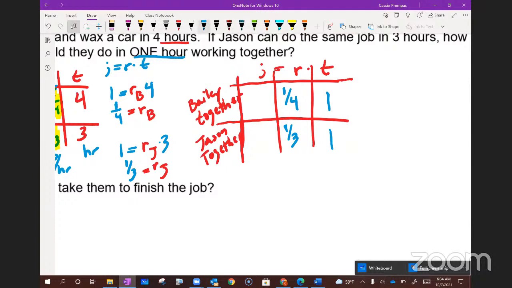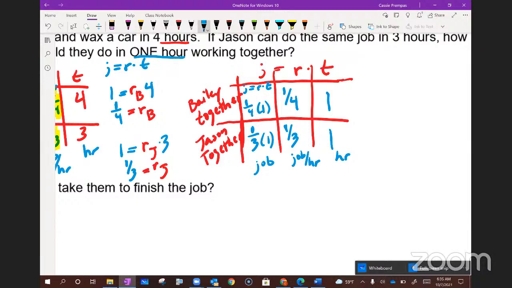So we know that Bailey working together, the amount of her job is going to equal rate times time. So it's going to be 1/4 times 1 hour. And Jason's job, the amount that he can do, is going to equal his rate times time. So that's going to be 1/3 times 1. And this is the amount of the job done. Again, this is job per hour. And this is the time that they work together.